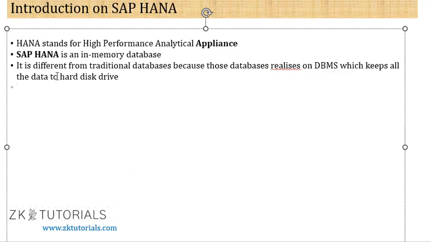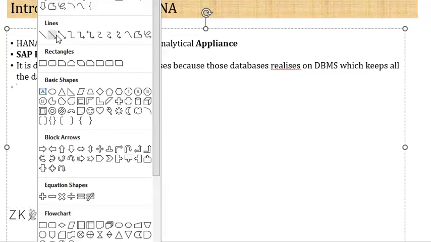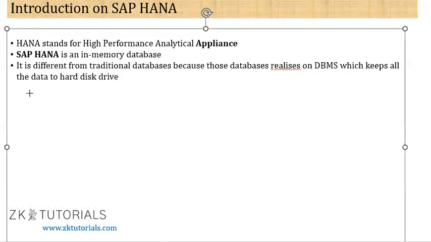So what is the difference between other databases and the HANA database? Other databases rely completely on a DBMS, which keeps all the data on the hard disk drive. But HANA DB puts the data in memory. So what was the previous scenario? Let's make one image for you.